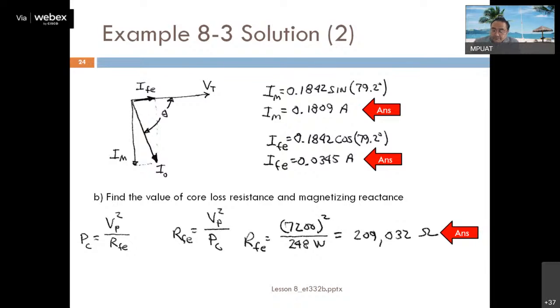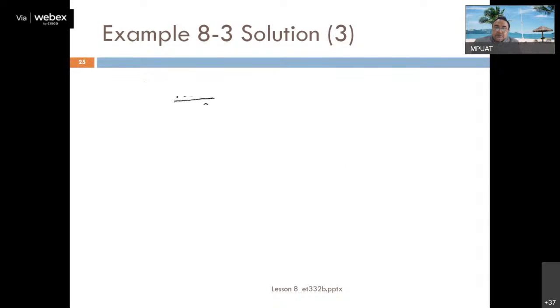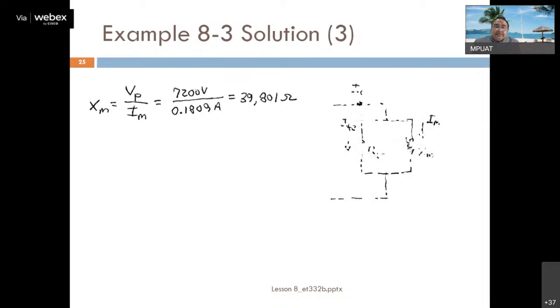Next, XM is nothing but Vp divided by Im. Im we have already calculated, and Vp is nothing but 7200 volt. So again the inductive reactance turns out to be 39,801 ohm. Equivalently this is represented, this is the no load current. These are the two parallel branches. One is representing the core loss resistance and another is the magnetizing inductance. Is it clear? So that's how we have to represent.